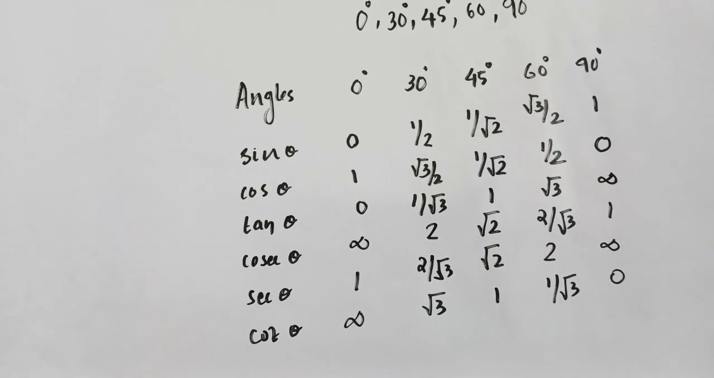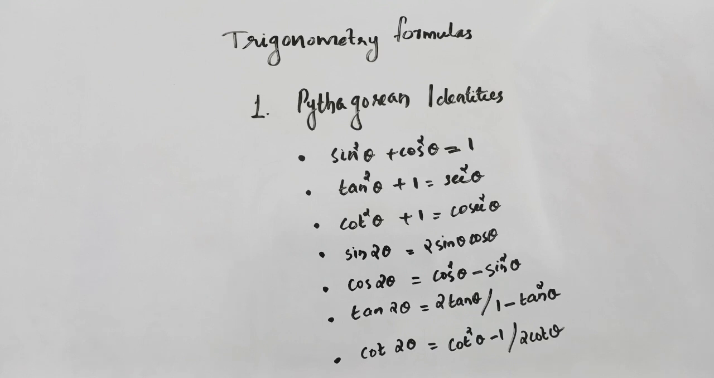Next, we have to discuss the list of trigonometric formulas. The trigonometric formulas or identities are equations which are true in the case of a right angle triangle. Some of the special trigonometric identities are given below. First one, Pythagorean identities. We can discuss or read them one by one. We have to learn these identities by heart.